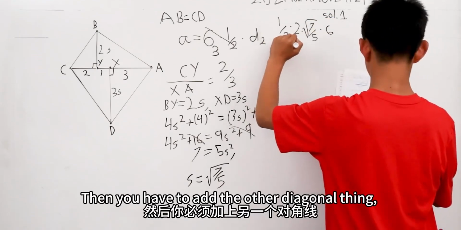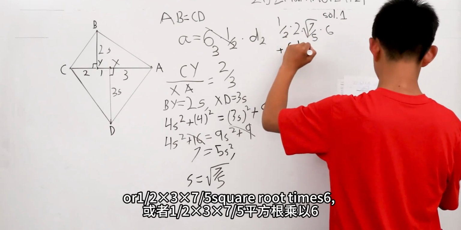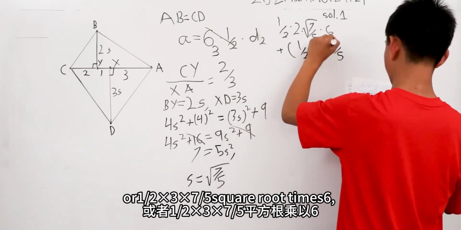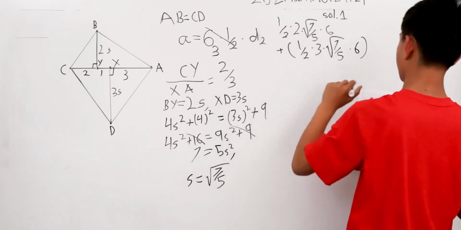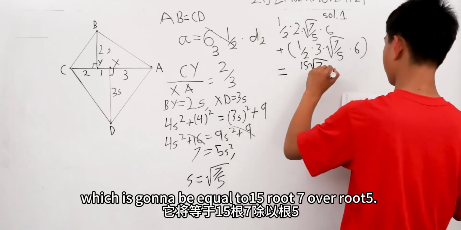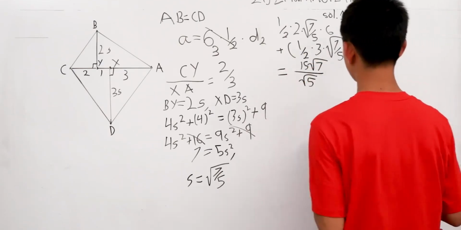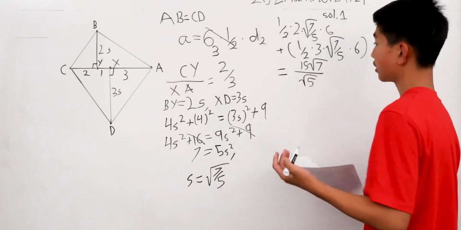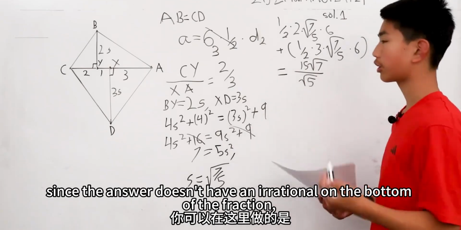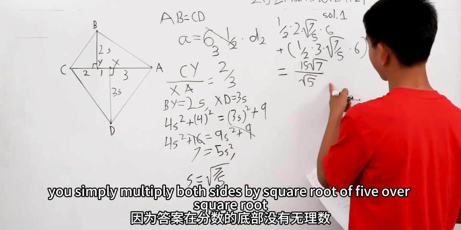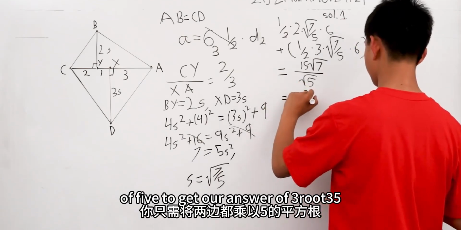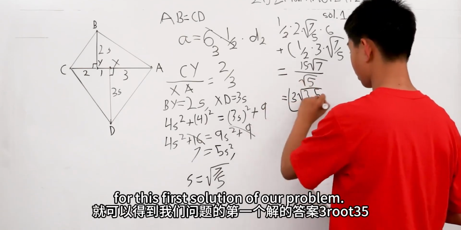Then you have to add the other diagonal part, or 1/2 times 3 times the square root of 7/5 times 6, which is going to be equal to 15 root 7 over root 5. Now, since the answer doesn't have an irrational on the bottom of the fraction, you simply multiply by square root of 5 over square root of 5 to get our answer of 3 root 35 for this first solution of our problem.